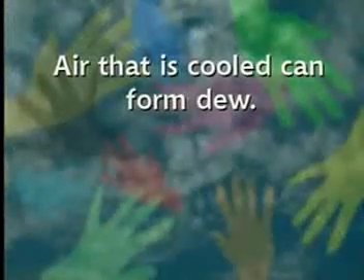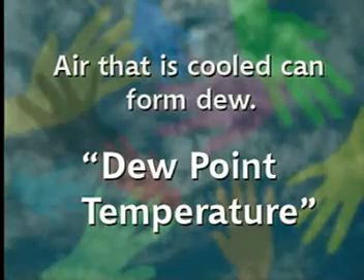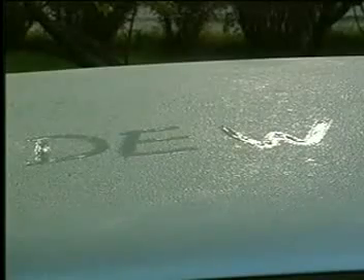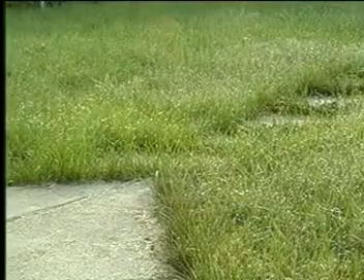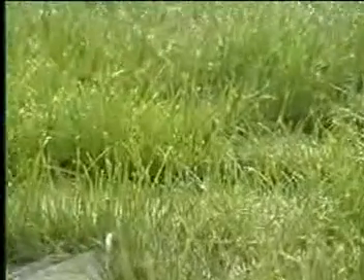If you keep cooling air down, you reach a temperature where dew or condensation forms. This is called the dew point temperature. The dew that you see on cars on a clear, calm morning was formed when the air cooled down overnight until it reached the dew point temperature. Dry pavement next to wet grass tells you that the grass is wet because of dew, not rain.